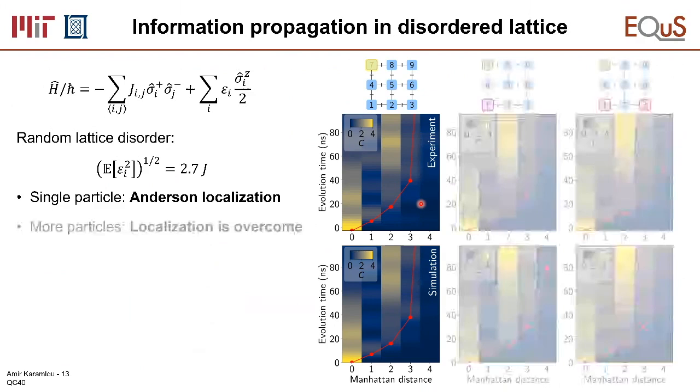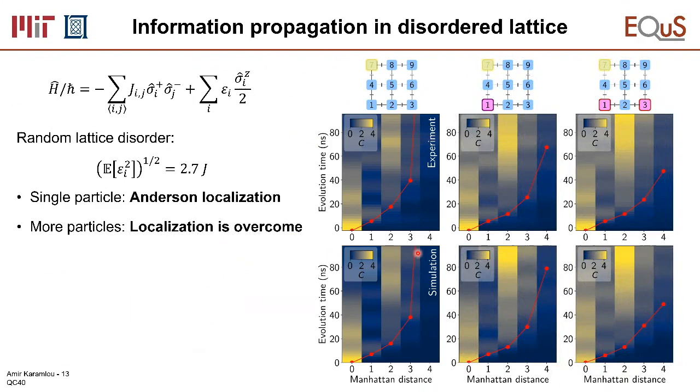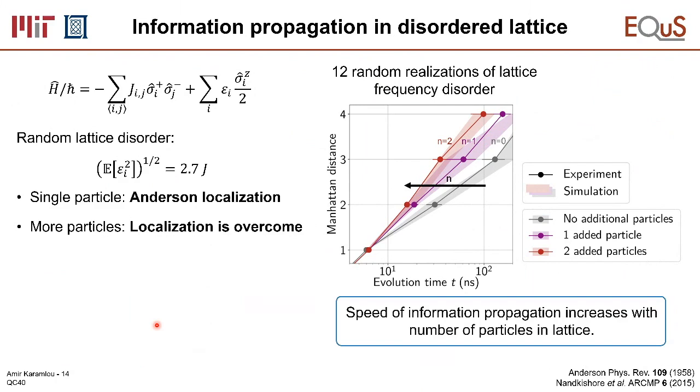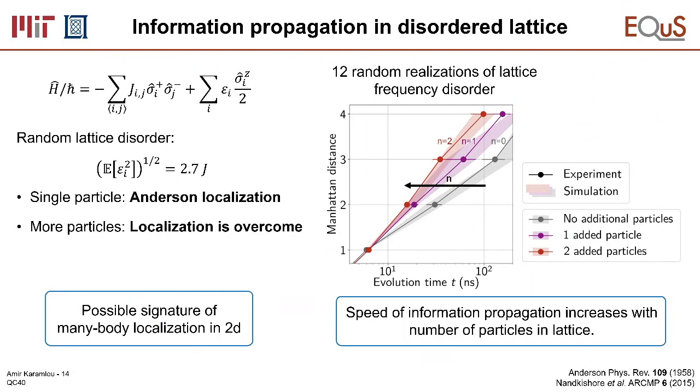However, as we add more particles to the system, we see that localization is overcome, and the light cone of the system starts moving faster, and we start getting some quantum information to the furthest site from the initialization site. In fact, by looking at the light cone of 12 different random lattice disorder realizations, we see that the speed of information propagation increases as we add more particles to the lattice. And this is a possible signature of the interaction between disorder and localization versus particle interaction that is a hallmark of many-body localization, in this case, in a 2D system.